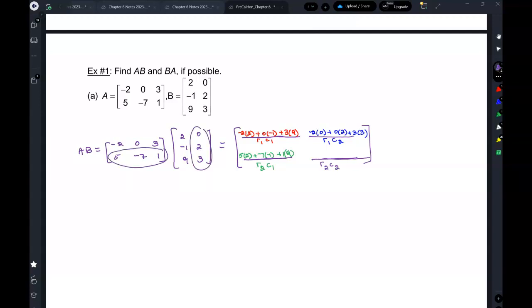So row 2, column 2: 5 times 0 plus negative 7 times 2 plus 1 times 3, and that's it. Now, just do a little bit of math. For the first one, I get 23. The blue one gives me a 9. Green one, 26, and then negative 11.